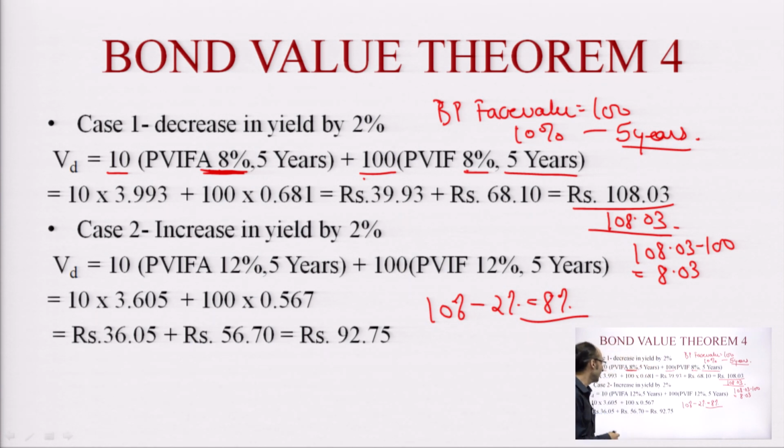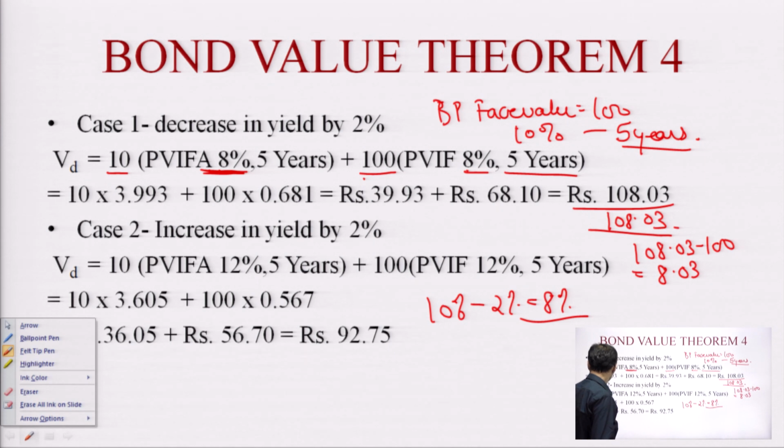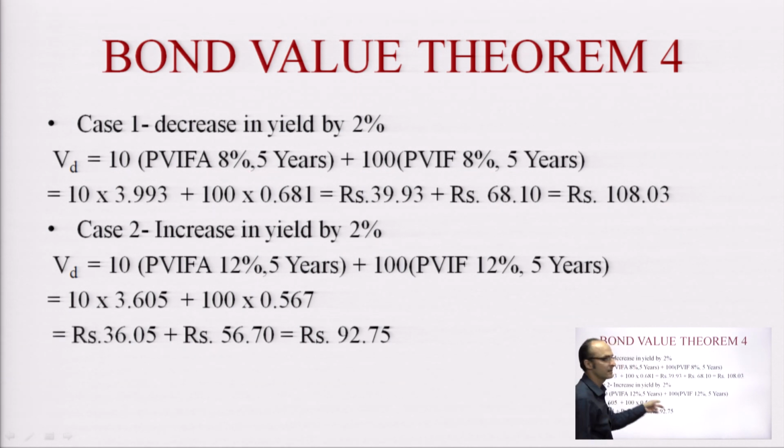Now in the second case, the reverse situation is happening. What reverse situation is happening? Increase in yield by 2%. Now in this case we are increasing the yield of the bond by 2%. We will see what impact it will have on the bond's value. Now see clearly, we will first clear the board. Now we will be discussing case 2. In case 2, the yield is now 12%. Maturity period is same.